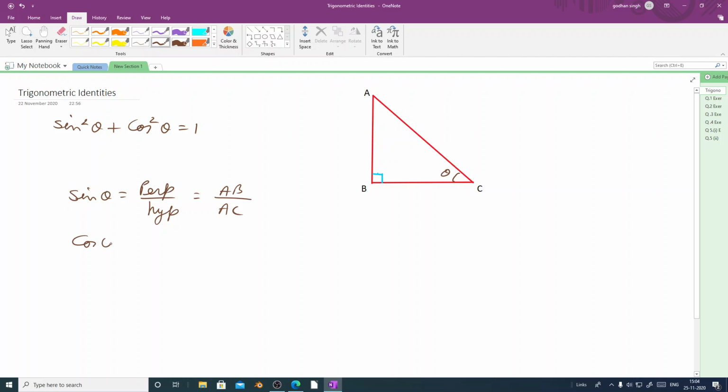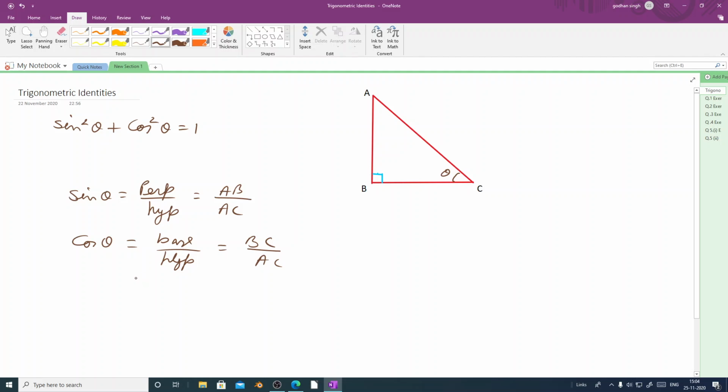And similarly find cos theta. Cos theta is defined as base over hypotenuse. And what is base? Whichever angle we have taken, in this case theta, other than the hypotenuse, the other side will be known as base. So in our case, base will be BC. So BC over hypotenuse AC.